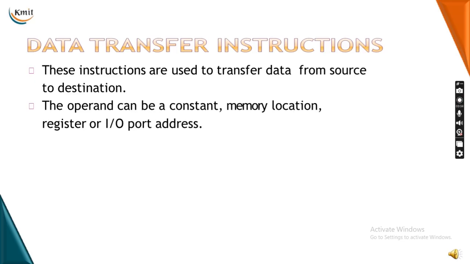First, data transfer instructions. With the name only you can understand these instructions are used to transfer data from source to the destination, from one place to the other. The operand can be a constant, a memory location, a register, or any IO port address. As we have seen in the previous session, in the instruction format the first one will be opcode, then operands, and there can be indexed, 16-bit, or 8-bit data. So the operand can be a constant, memory location, register, or IO port address.